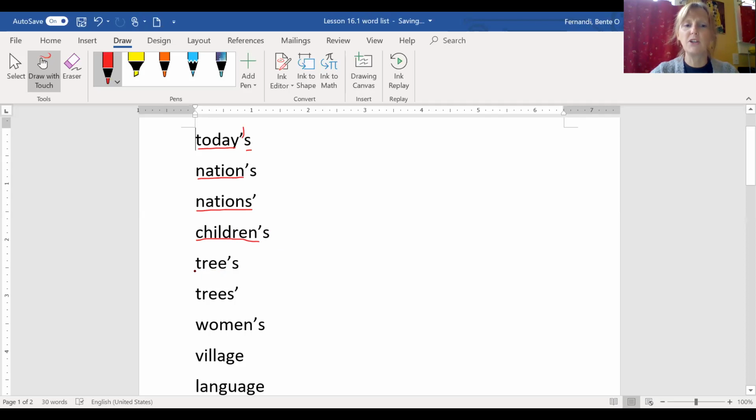Trees: the one tree's branches in our backyard give us shade. Well, we only have one tree, so first we're going to write tree, then we'll do apostrophe S to show the possession of the branches.